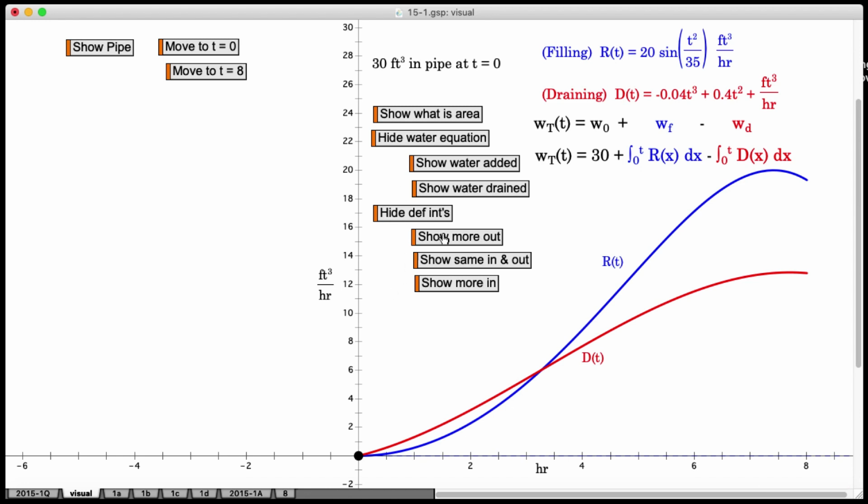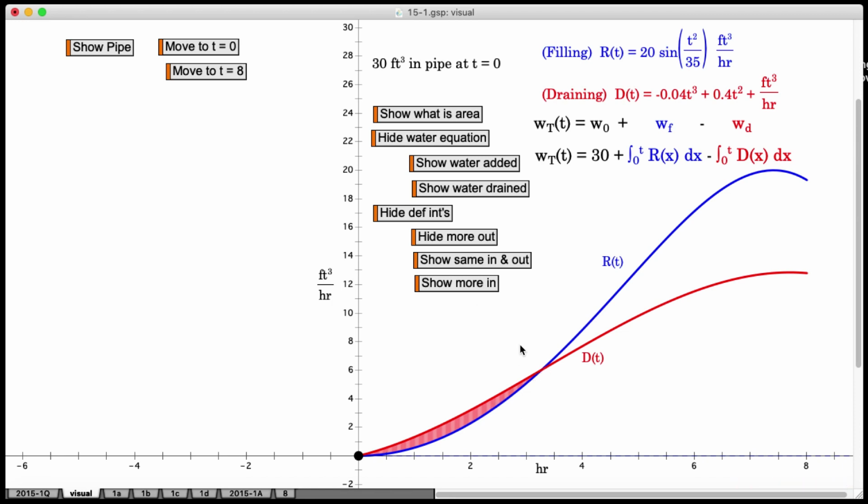Now let's look at this a little further to get a better understanding of what's going on here. If you look at this region here, there's more water being drained out of the pipe than is being added to the pipe. Therefore, the net signed area, the pipe would be going lower because there's more being drained out. Initially, there's 30 cubic feet of water in the pipe. Then a little bit is being drained out.